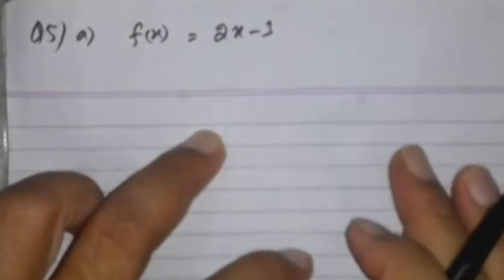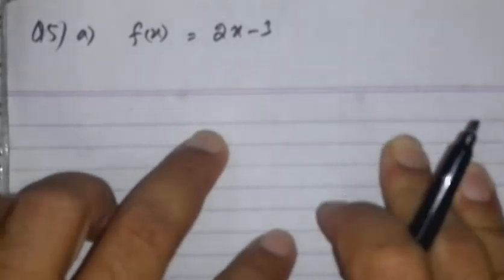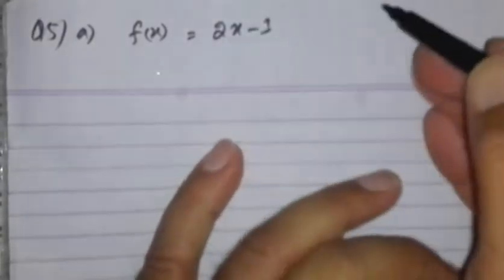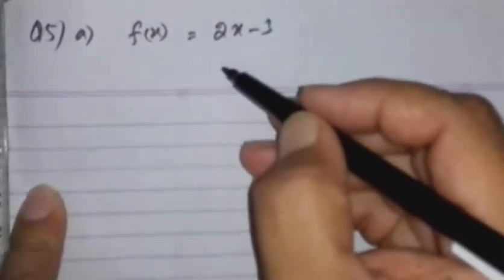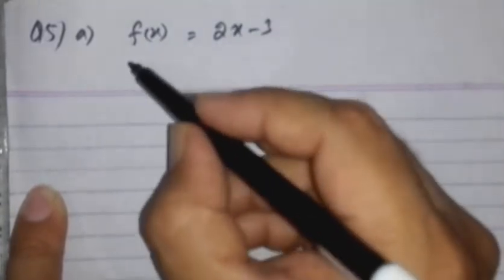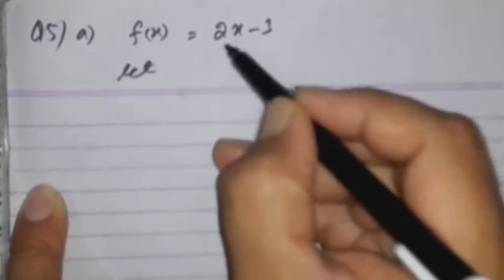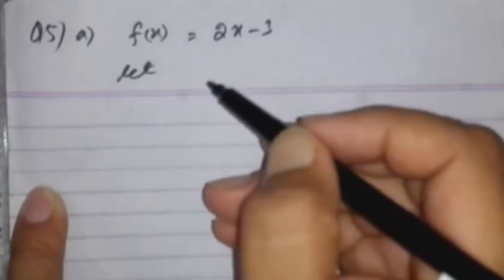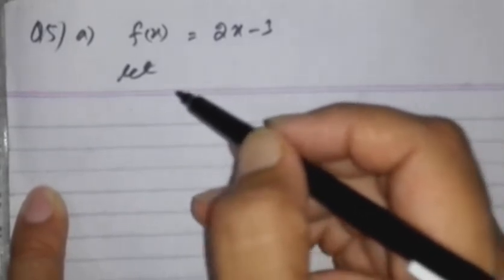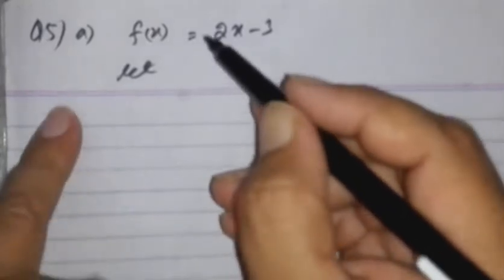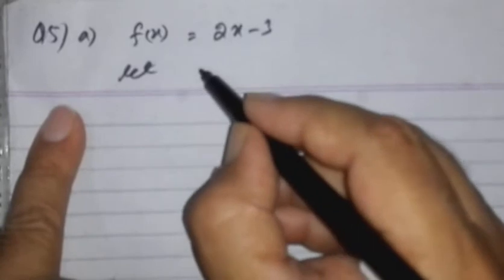Now come to the exercise question. Come to question number 5. In question number 5, part A, f of x equals 2x minus 3. We will check whether it is continuous or discontinuous. We have already shown this in the definition, that it is continuous. But now if it comes in the paper, how will we solve it? We will solve it generally.